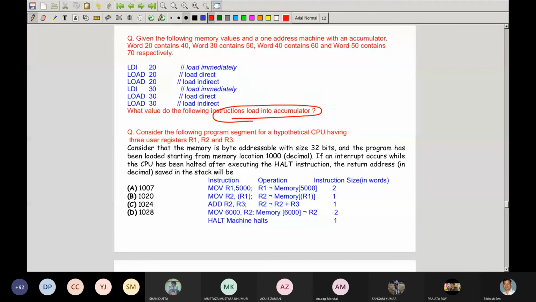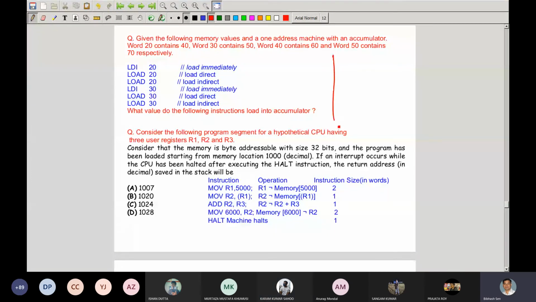Prajota? Sir, I'm still reading the question, sir. Okay, no problem. Amit? Karam? Sir, load immediate 20 will load 20. Okay, come to the point.